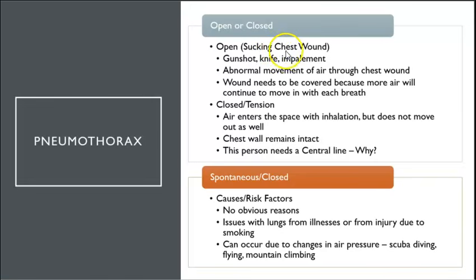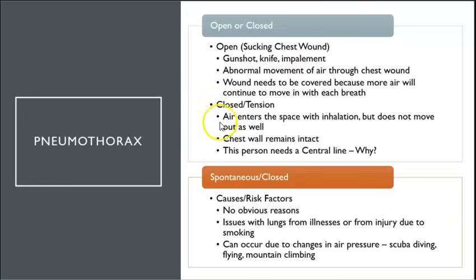So open, you will hear a sucking sound. Air goes in and then it gets trapped. It's likely from a gunshot, a knife, some type of impalement. Abnormal movement of air through the chest wound. So when the person breathes in, the air is going in through the wound. The problem is it gets trapped there. It doesn't exit. So the wound needs to be covered because more air will continue to go in with each breath, and you want to cover it with a sterile bandage.